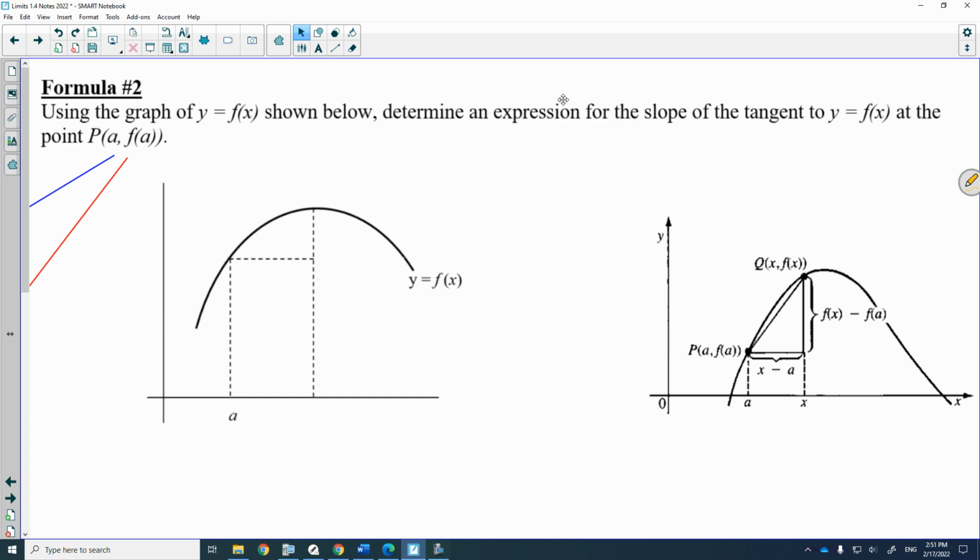This video is going to be part 2 of lesson 1.4. In part 1, we derived formula 1 and then applied formula 1. In this video, we're going to derive formula 2 and then use 3 examples where we will apply that formula. How we're going to start is the exact same way.